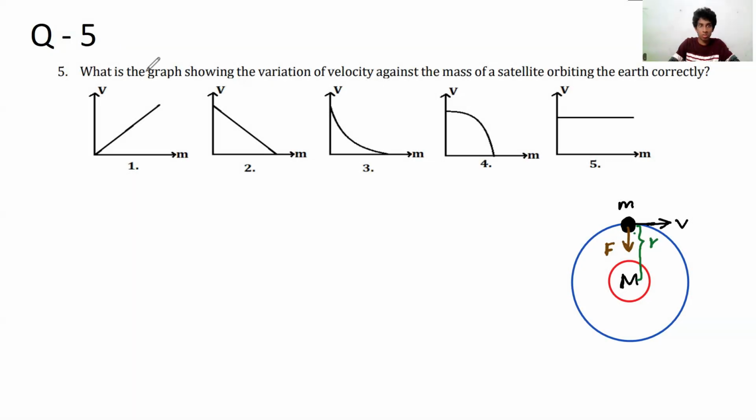Question number 5. Which graph correctly shows the variation of velocity against the mass of a satellite orbiting the Earth?